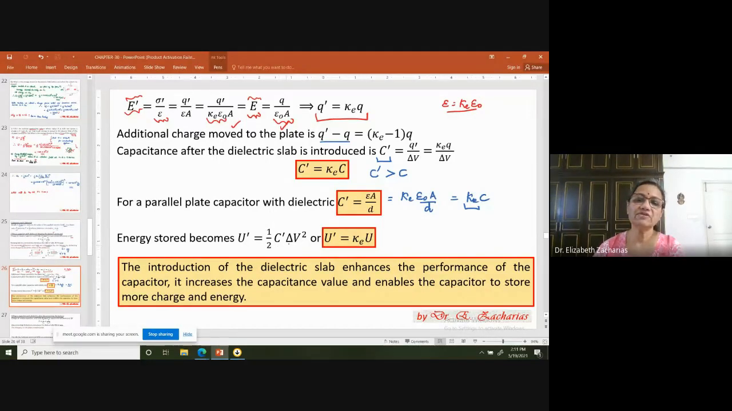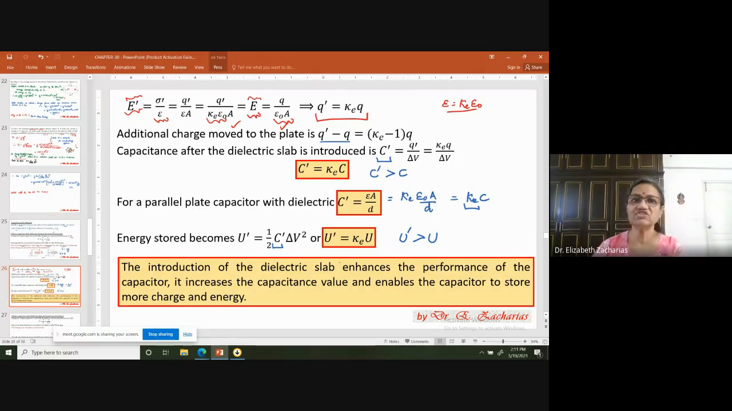And you know C prime is kappa into C. Or you are able to see that the new energy is kappa E times the initial energy. Or you're finding that the energy also increased by a factor kappa E. So what is the effect of introducing a dielectric slab keeping the battery connected? The effect of introducing a dielectric slab enhances the performance of the capacitor.